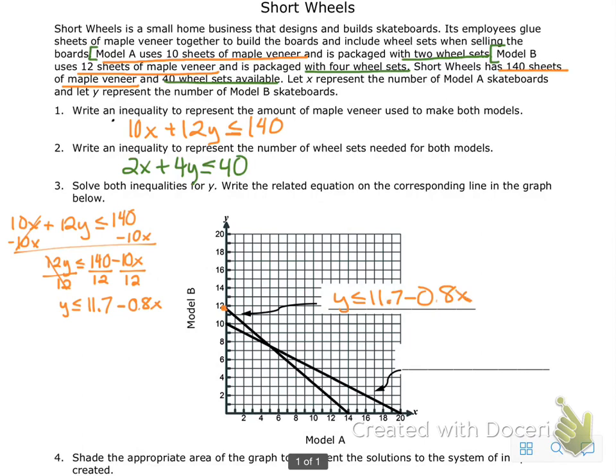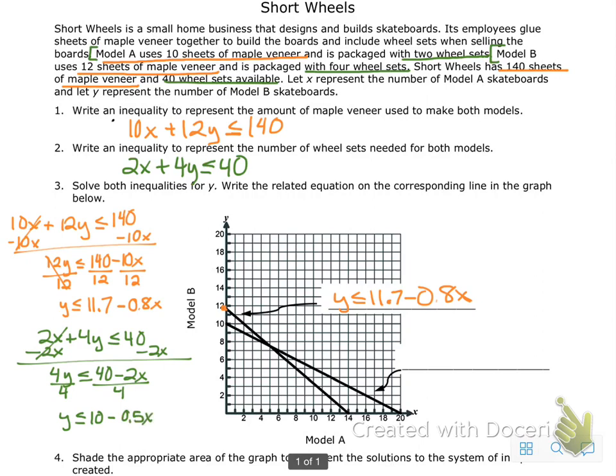Then our other equation, let's draw that in our color. 2x plus 4y less than or equal to 40. Solve for y. So we're going to subtract our 2x. 4y is less than or equal to 40 minus 2x, and divide by 4. And 2 over 4 is 1/2, so 0.5x. Okay, well, that makes sense because the other line has a y-intercept at 10, which is what we needed. So this line right here is y is less than or equal to 10 minus 0.5x.